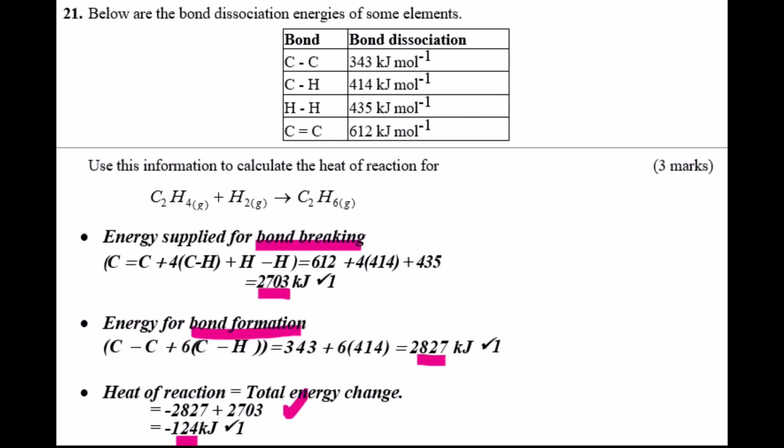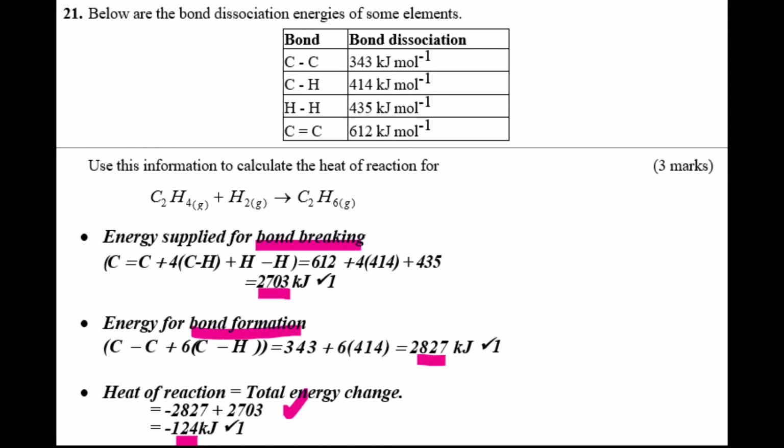Okay, with question number 21, you're given the bond energies. So you only need to work out the bond breaking energy. And you're going to consider all the types of bonds that have to be broken before this reaction takes place. The carbon-carbon double bond, the carbon-hydrogen bonds, the 4 of them in ethene, and the hydrogen-hydrogen bond on the reactant side. When you add that, you get 2,703 kilojoules.